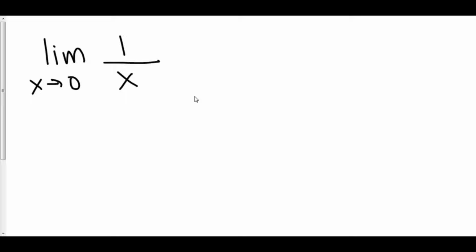Well, what I always do is I check really close to 0 from both sides. If we take the limit as x approaches 0 from the negative side of 1 over x, let's find a number very close to 0 on the negative side. I usually choose a number that's 0.1 away. So in this case, we'll use negative 0.1.